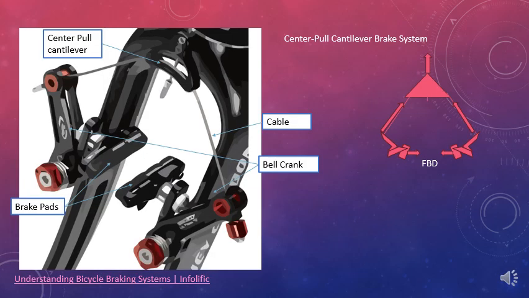Okay, so here is a center pull cantilever bike brake system for bikes. They are a type of rim brake. The force is applied when the handbrakes are pulled, and a cable pulls the center pull cantilever, which has a cable connected to the bell cranks on each side, and when the brake pads then squeeze the rim of the bike, it will brake. And in my free body diagram, I have these arrows to show all the directions of all the forces being applied.